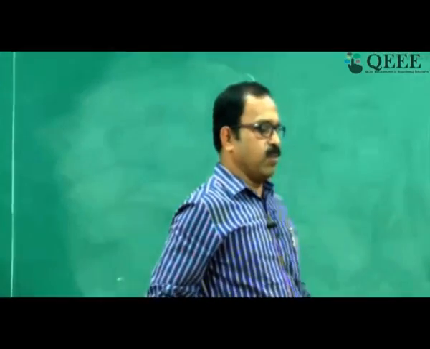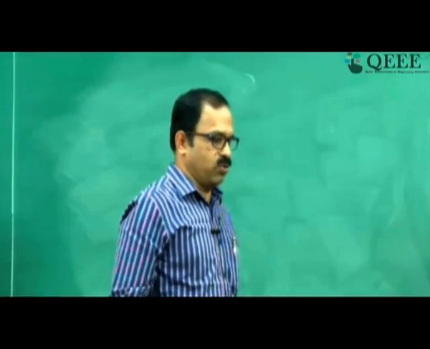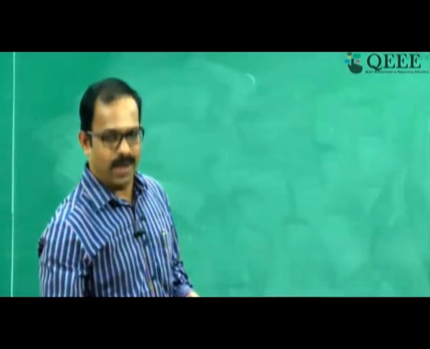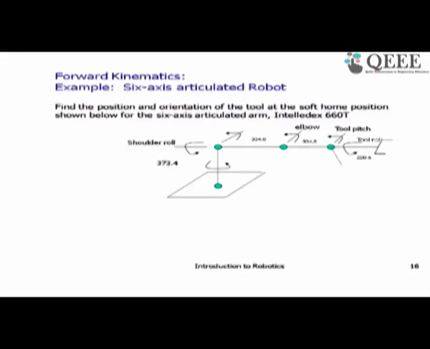Okay, so let us take one more example, so that I make sure that all of you understand it clearly, and then you are capable of doing an assignment. So this is another example, another robot. It's a 6-axis robot. As you can see here, it is an IntelliDex 660T commercial robot. This has got 6 degrees of freedom, but it has got a slightly different configuration.